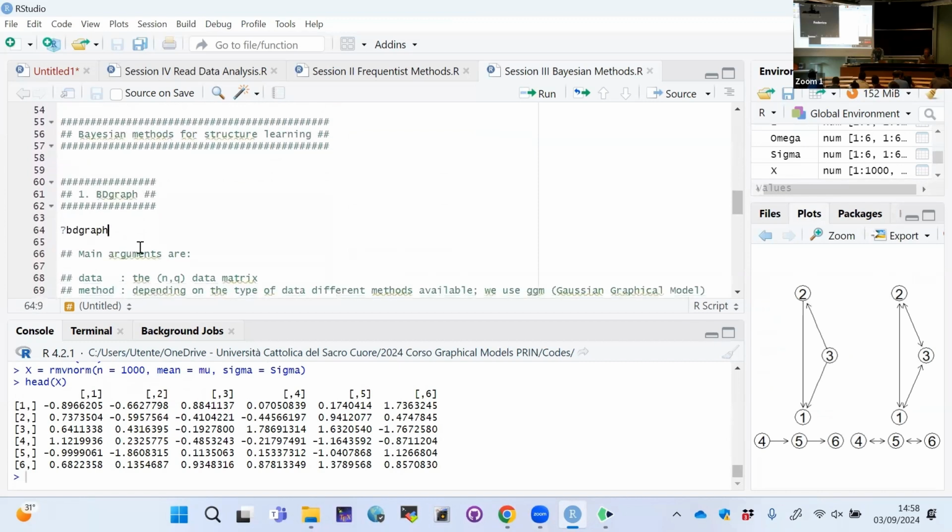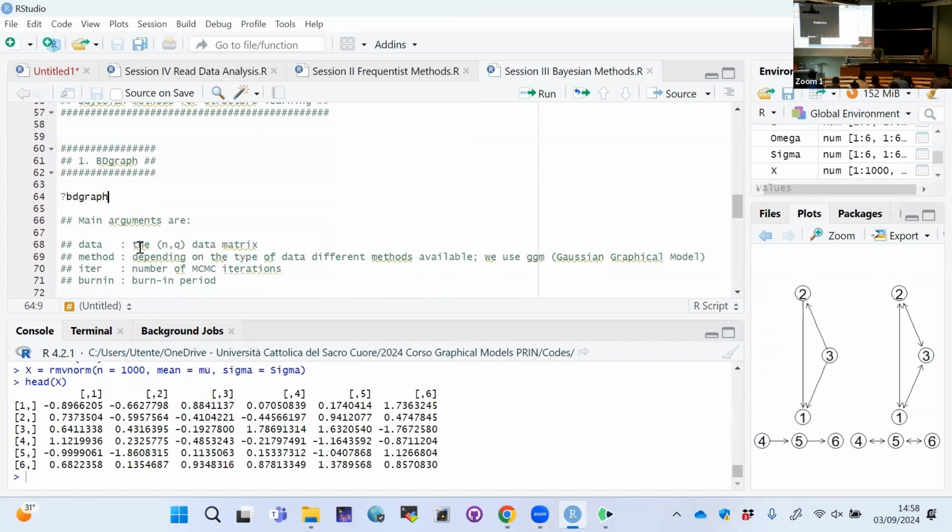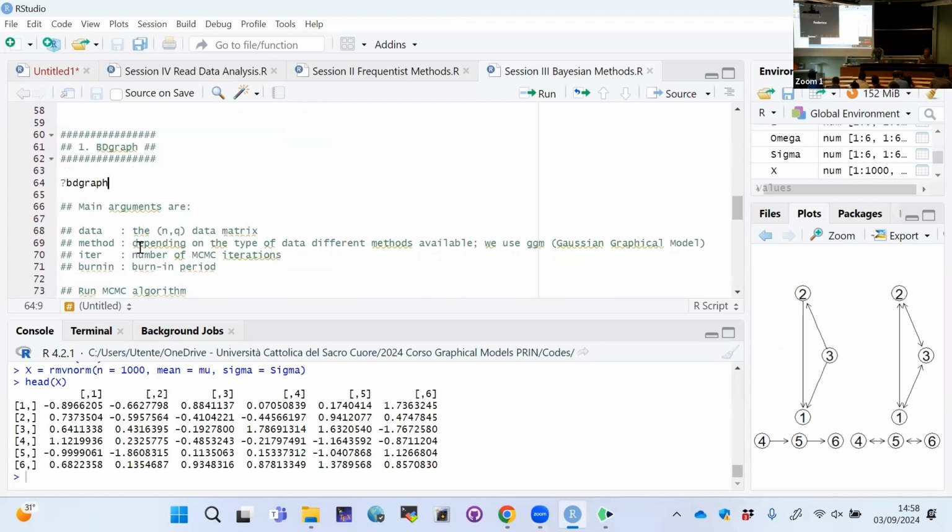The MCMC for undirected graph structural learning is provided in the package BDGraph, under the function whose name is bdgraph itself, which has four main arguments. The first one is the data matrix, called data, the n by q data matrix. The second one is a method, which we can set according to the type of data that we have. We may have Gaussian data, or other kinds of data, for example mixed data, in which case other methods are implemented. In our context, we need to set method equal to ggm, which stands for Gaussian graphical model.